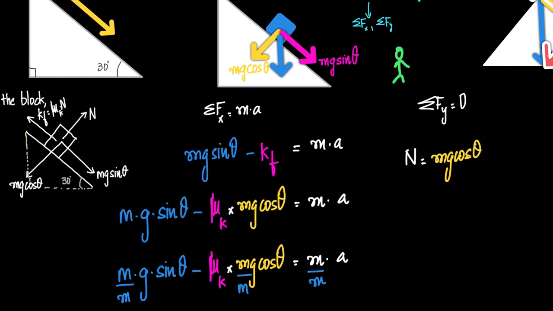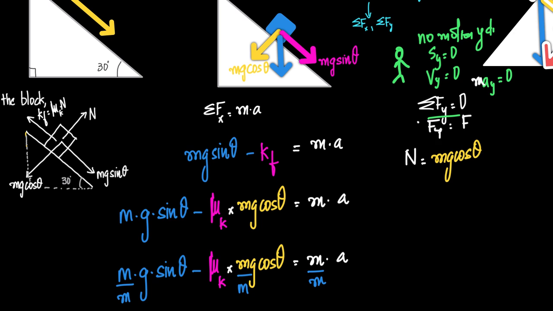So you may be asking, why is sigma fy equal to 0? Because there is no motion in the y direction. So displacement in the y direction is equal to 0. Therefore velocity in the y direction is equal to 0, and therefore acceleration in the y direction will be equal to 0. If you multiply this by m, m into ay would be equal to 0. And what is m into ay? It is fy, and therefore sigma fy will be equal to 0. What does it mean further? It means that forces acting in the up direction would be equal to forces acting in the down direction.